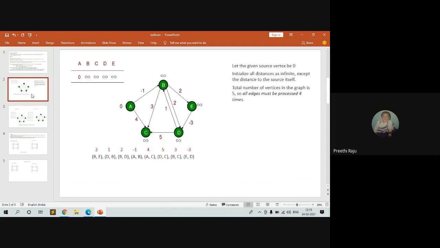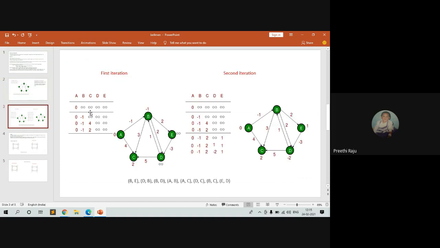Then next, we'll go to the first iteration. What happens in the first iteration? In the first iteration, we have calculated only A, B, and C. You can see that for A it is 0, B it is minus 1, C it is 2, while E and D are still at infinity. In the first iteration we find only A, B, and C, though we could also find A, B, C, D, E. For this example, I've done this.